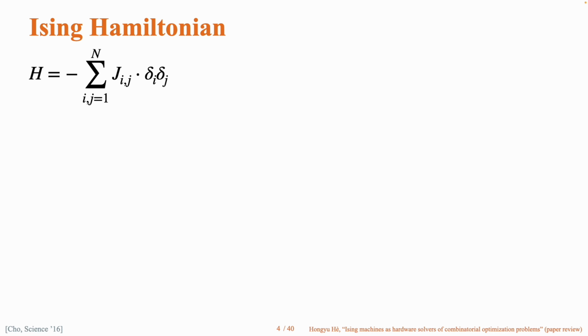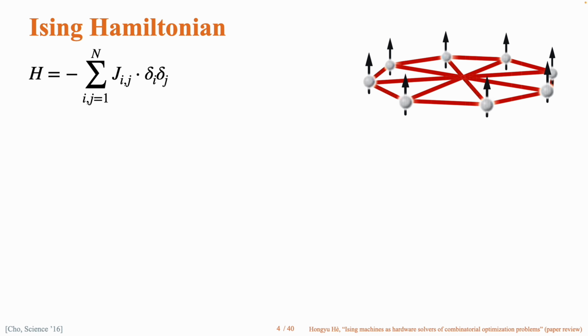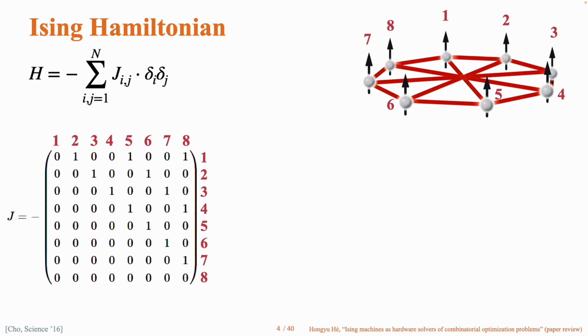To put things into perspective, we have a bunch of spins arranged in a ring, and in this case, they are all pointing upwards, meaning that they have the same direction. If we put numbers on it, we can specify the configuration, the connectivity among them using the J matrix.